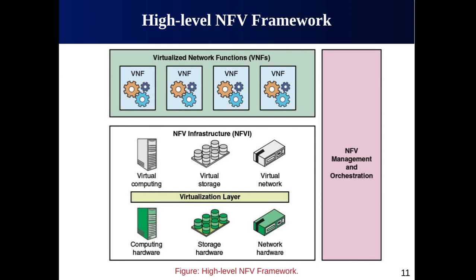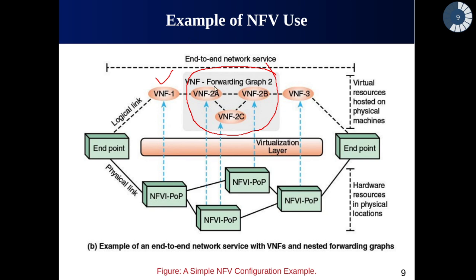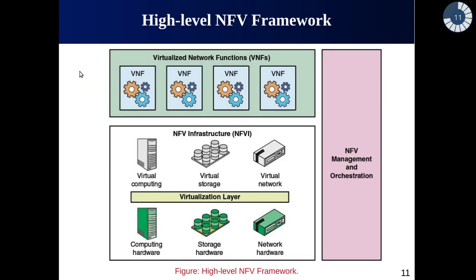Okay, what's here? This framework consists of three domains or three layers. The first one is the network functions, which is known as VNF. And we studied about VNF here, okay, VNF. So this is the first domain. The second one is the infrastructure, NFV infrastructure, the second domain. And the third domain is about management and orchestration. That is the third domain.